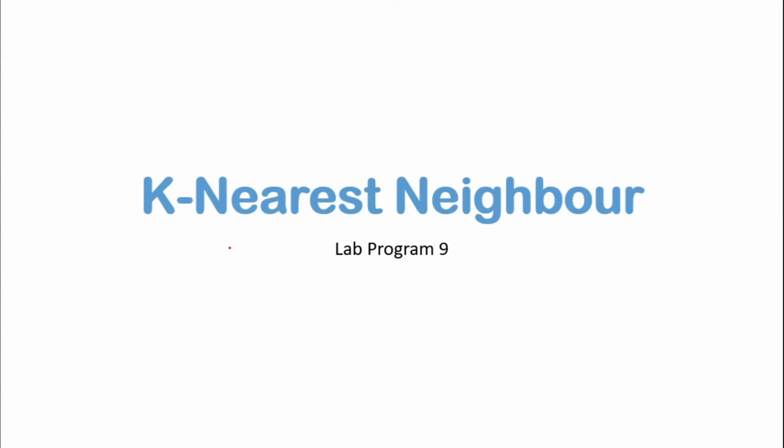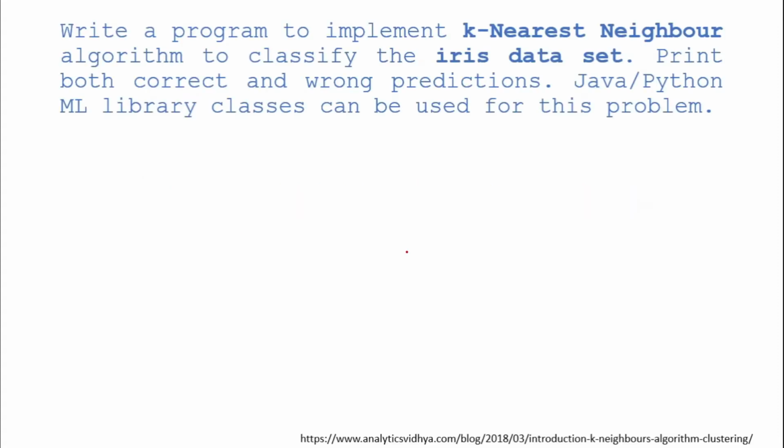Now we are into lab program number 9, the K nearest neighbor algorithm, KNN algorithm. So we'll look into what the 9th lab program is. Write a program to implement the K nearest neighbor algorithm to classify the iris dataset. Print both correct and wrong predictions. So we are implementing the K nearest neighbor algorithm to classify the iris dataset.